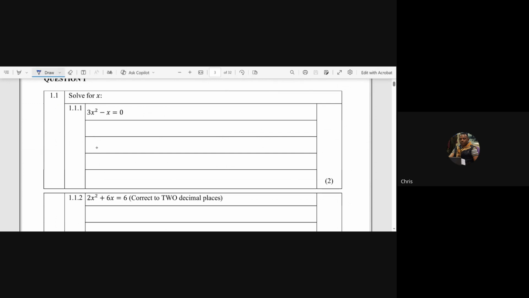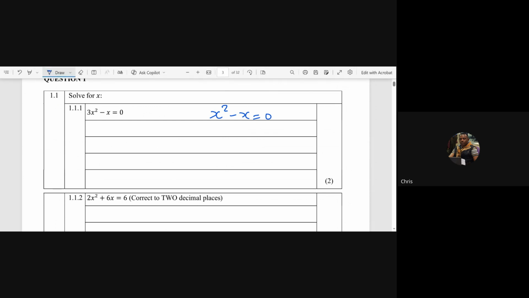So this question says, solve for X. We are solving for X, meaning everything we're doing is for X. So you have here 3x squared minus X. In grade 9, we were taught this: X squared minus X equal to 0. Likewise, in grade 10. What we have to do is to factorize.